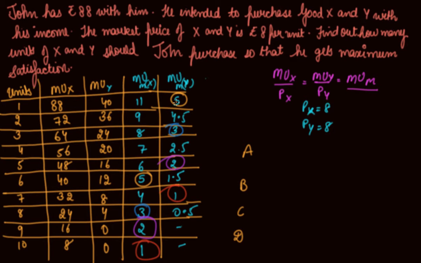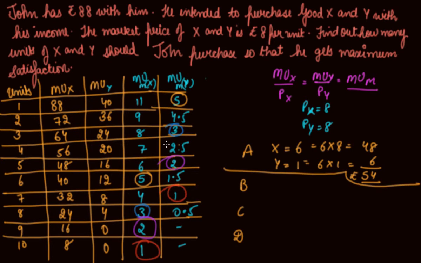In the first combination, here is 5 and here is 5. For X, you are consuming 6 units, and for Y, you are consuming 1 unit. 6 eights are 48, 6 ones are 6. So the total amount you are spending is 54 rupees. This was your A.